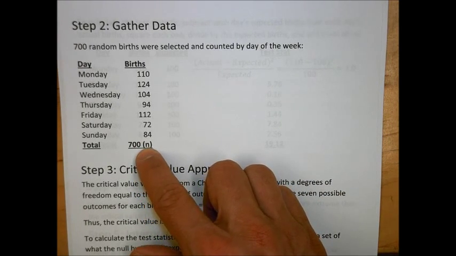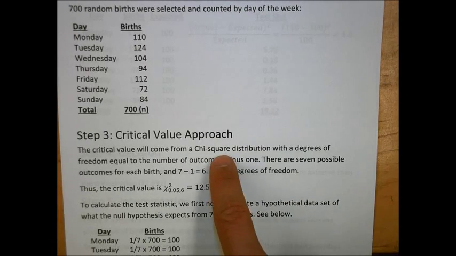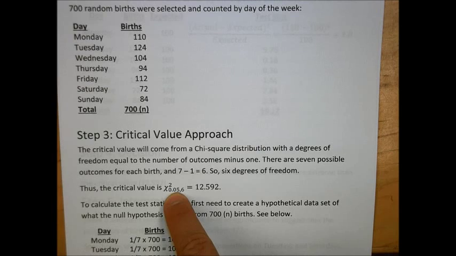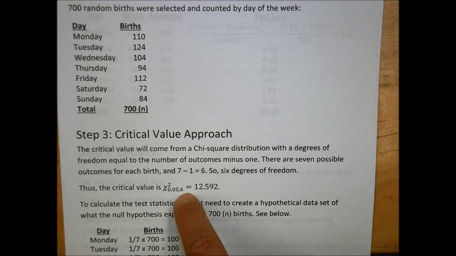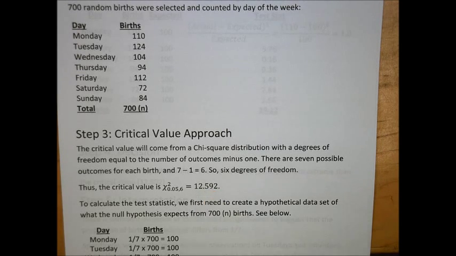That's our sample size. In our critical value approach, the critical value will come from a chi-square distribution with degrees of freedom equal to the number of outcomes minus 1. There are 7 possible outcomes for each birth, and 7 minus 1 is 6, so 6 degrees of freedom. If you go to your chi-squared table to the 5% column, the 6th row for 6 degrees of freedom, you'll find 12.592, and that is our critical value.